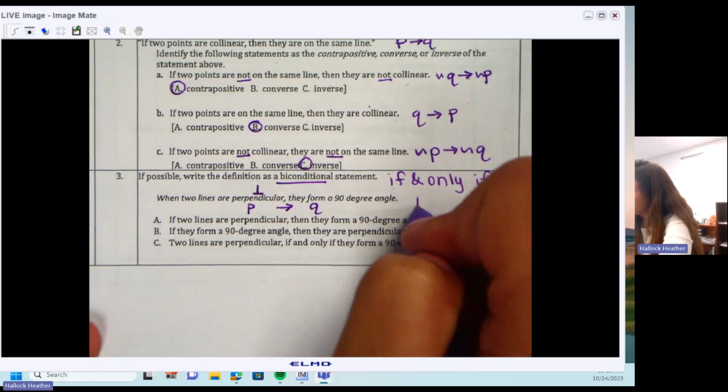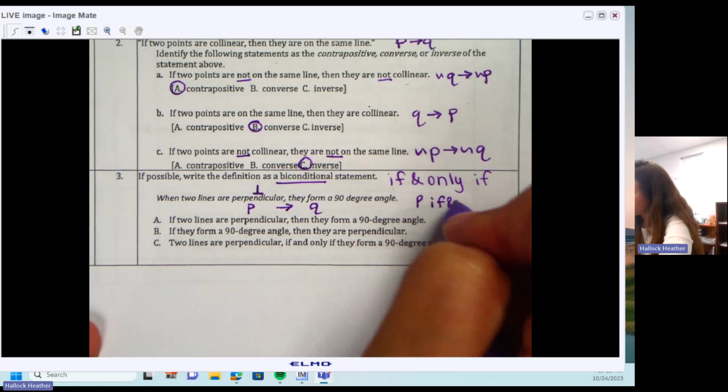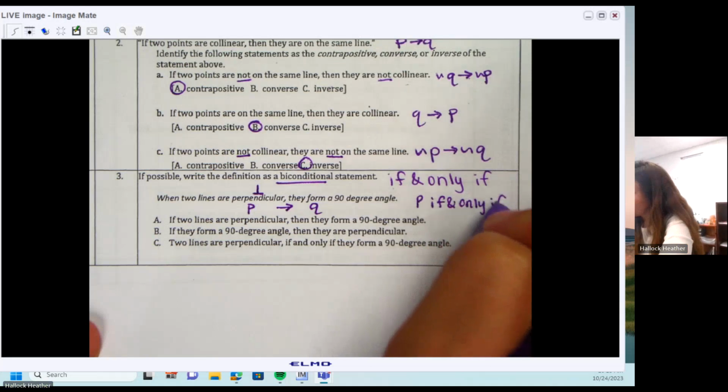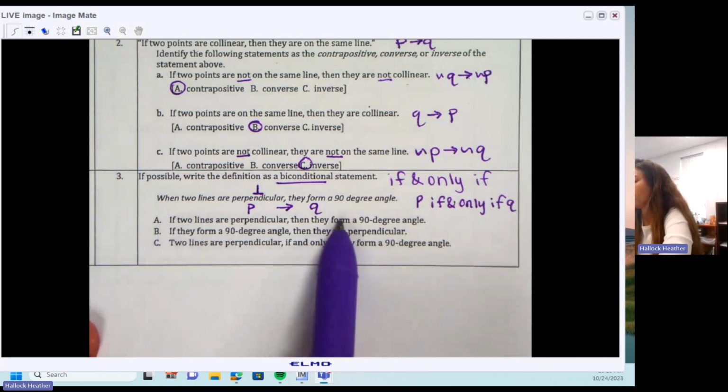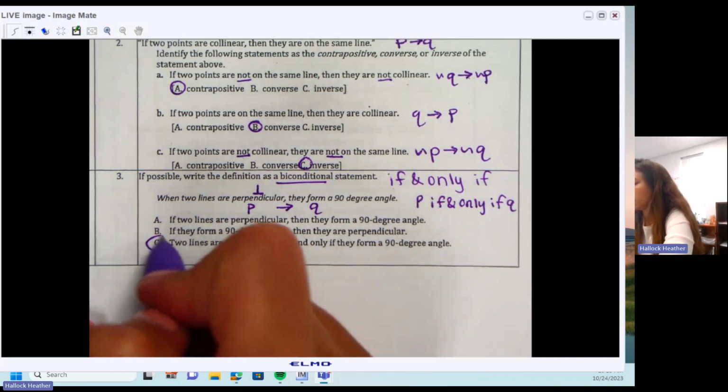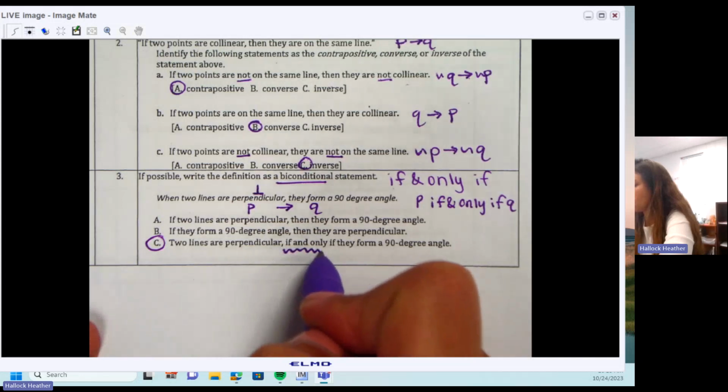Biconditional is P, if and only if, Q. So they're not rewriting the sentence at all. They're just adding in that middle section. So if you look at your different options, that's going to be C because it says if and only if.